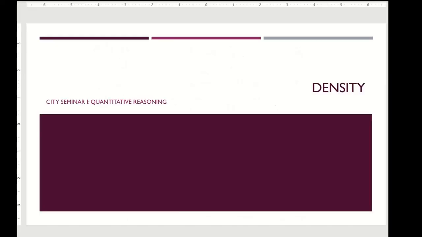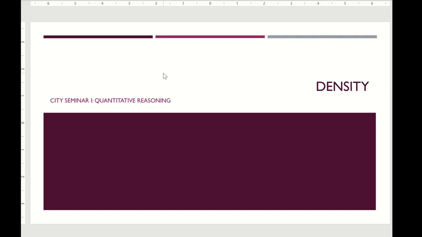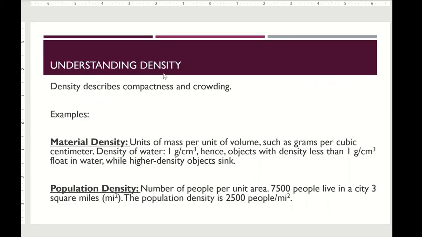Now let's start talking about this week's module, what QR is going to be. So this week's going to be about density, right? Specifically material and population density for the purposes of this. So let's start with definitions. So density describes compactness and crowding. Basically, there's two types, material and population.